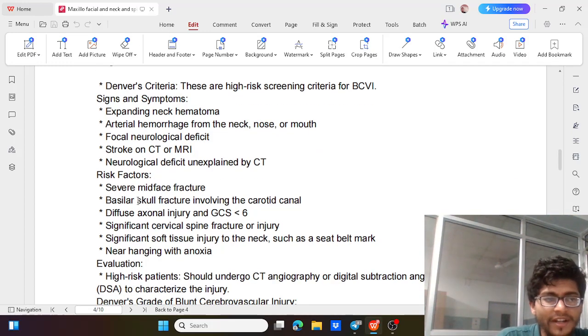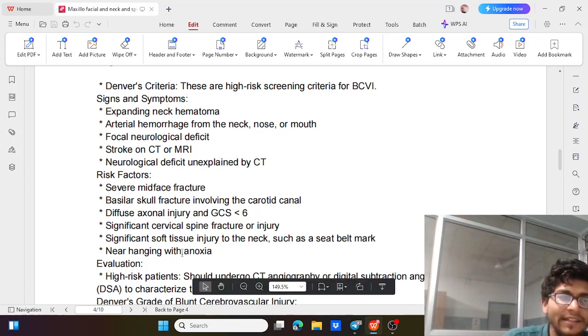Then coming to risk factors, what are the risk factors for these issues? So mid-face injury again, which we have seen, then basilar skull fracture involving the carotid canal, then diffuse axonal injury with GCS less than 6, which we had seen yesterday. Significant cervical spine fracture or injury will result in that. Then significant soft tissue injury in the neck, such as seatbelt mark, and near hanging with anoxia.